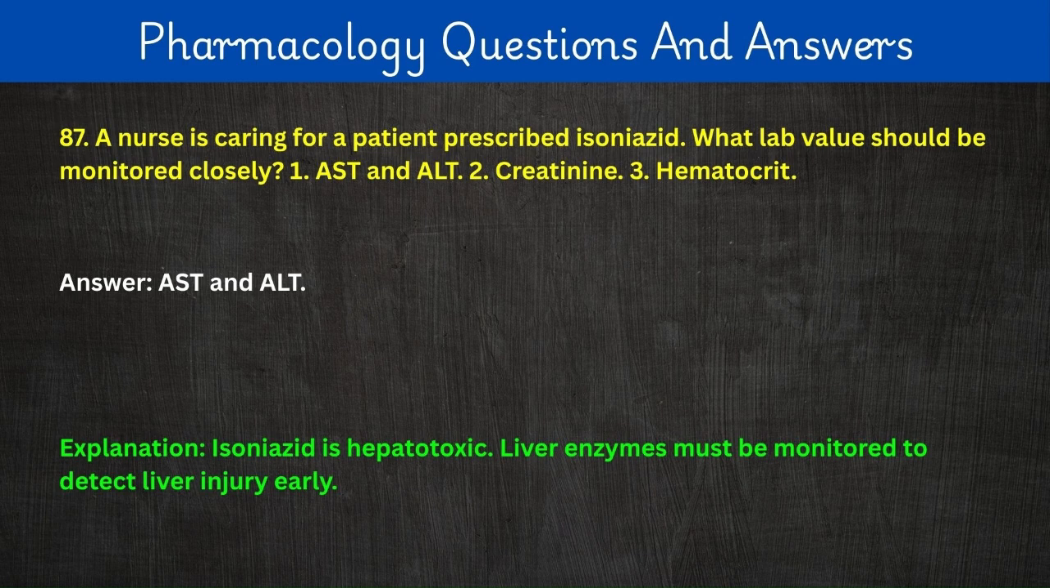Creatinine. 3. Hematocrit. Answer: AST and ALT. Explanation: isoniazid is hepatotoxic. Liver enzymes must be monitored to detect liver injury early.